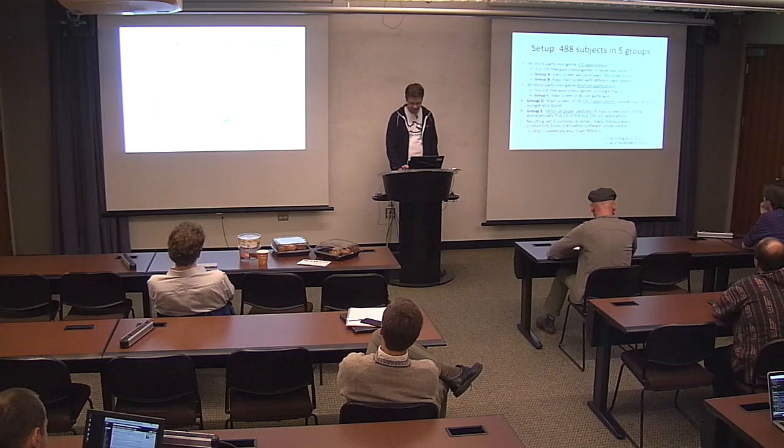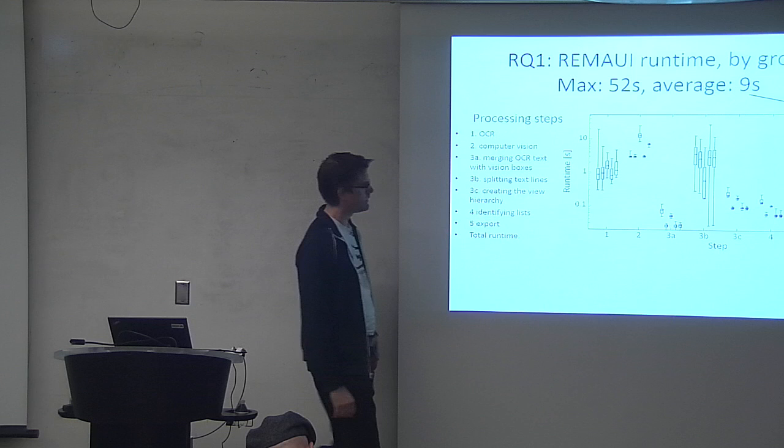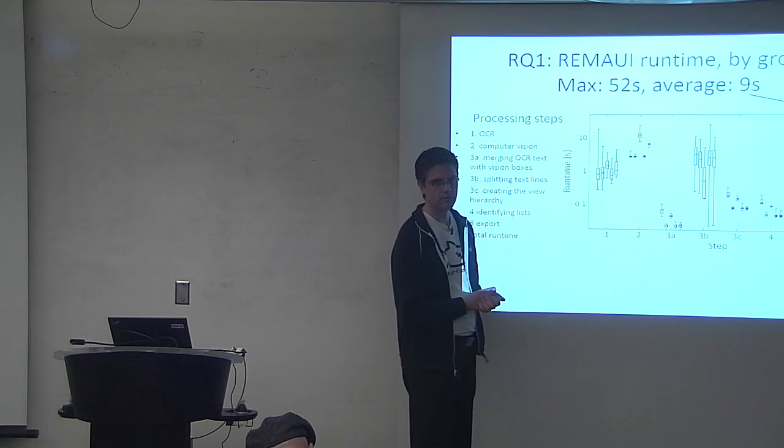So to answer the first research question, the average runtime of REMAUI, the tool that parses a screenshot and generates source code, was 9 seconds. This plot shows the different processing steps of REMAUI. For each step, it also breaks it down by the five different groups, A to E, we've seen earlier. And finally, also the total runtime.